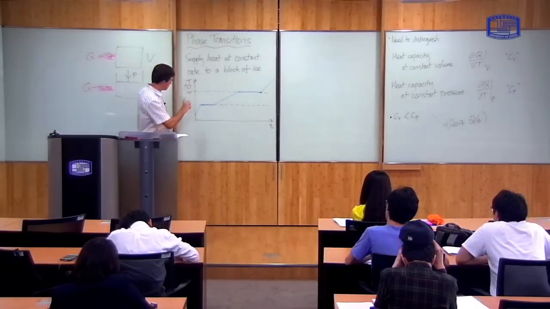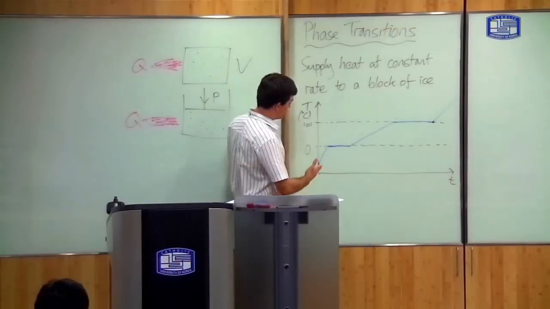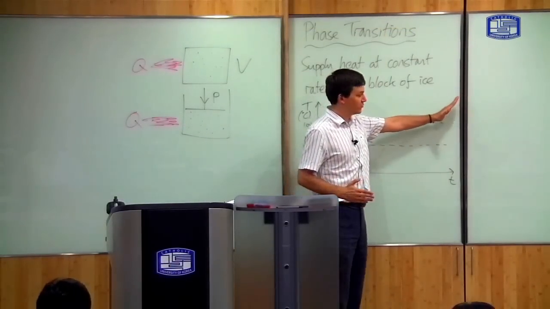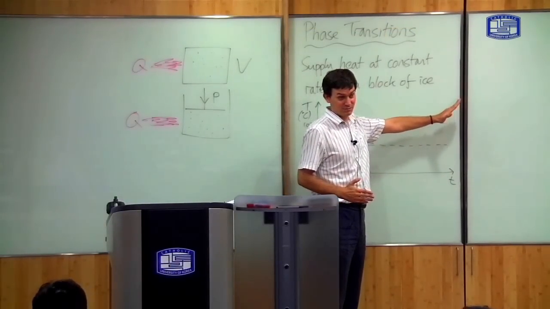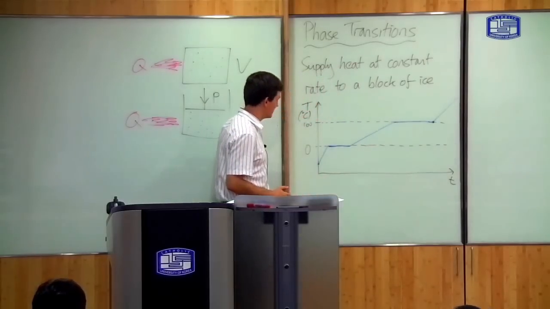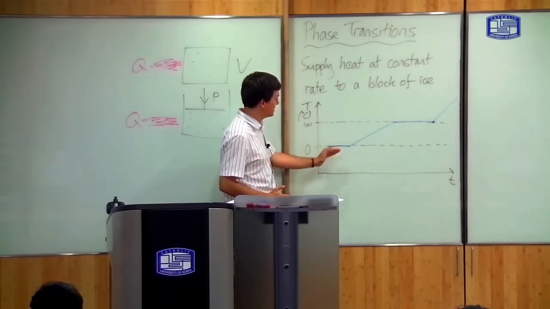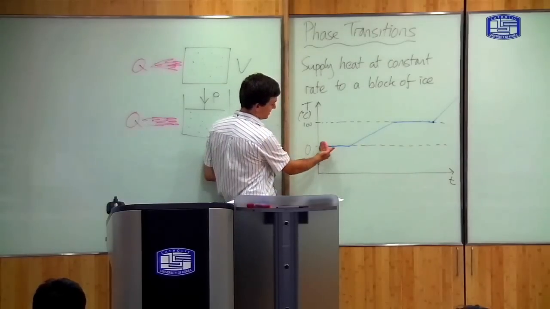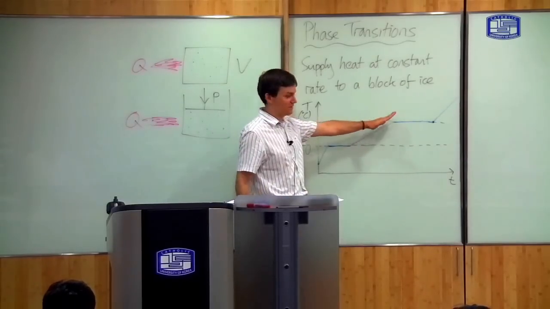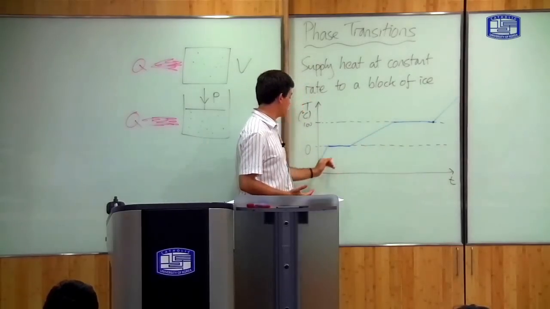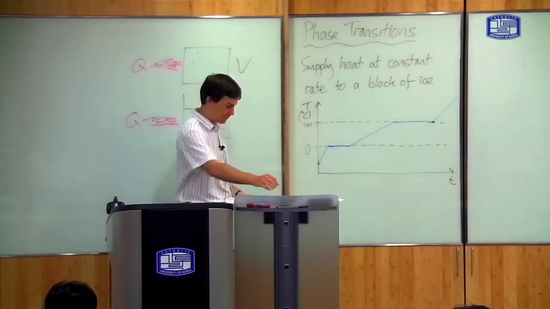Some things to note about this graph. Firstly, the gradients here where the temperature is increasing are inversely proportional to the heat capacity. So ice has a lower heat capacity than water. That means the gradient here is steeper, and the gradient here is less. It takes more energy to heat liquid water than it does to heat solid water, or ice.